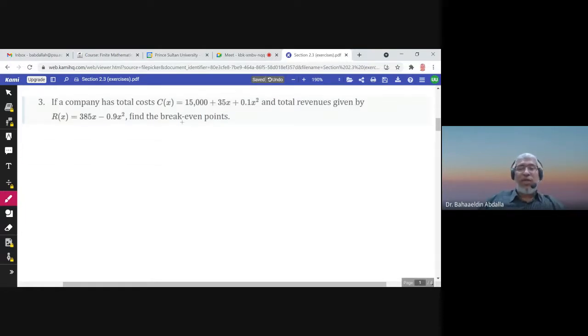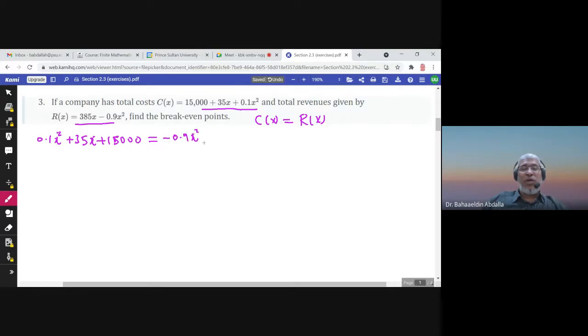The same question again, but the cost is quadratic and the revenue is quadratic in this case. To find the break-even points, I'll just put the cost equal to the revenue and solve the two equations together. So I'll have 0.1 x squared plus 35x plus 15,000, this is the cost written in the general form, equals negative 0.9 x squared plus 385x, and this is the revenue also written in the general form.